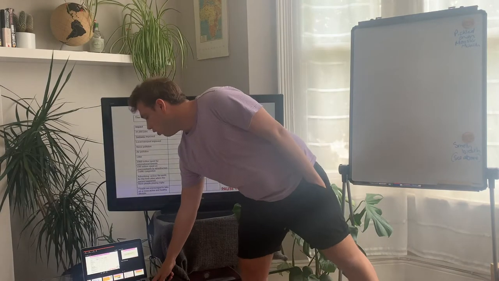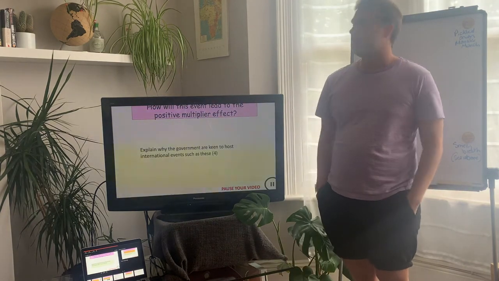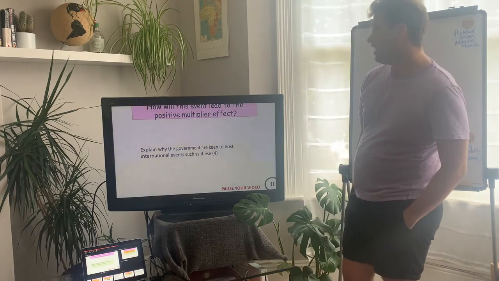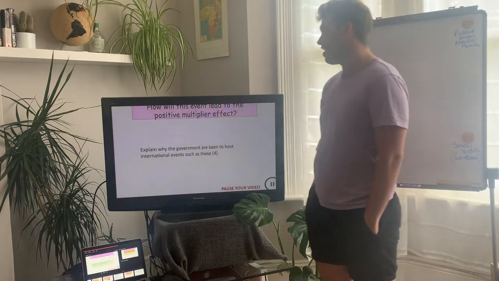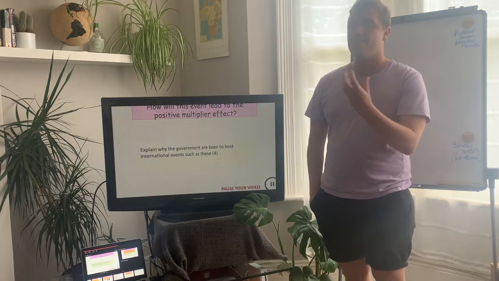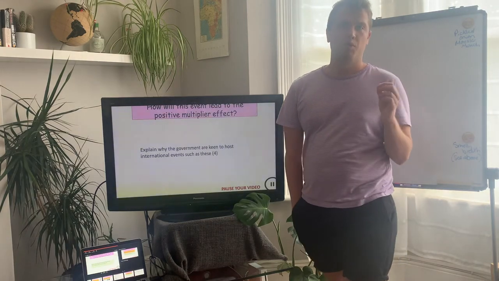Okay, moving on. So what I want you to have a go at now is a bit of an exam question. So this question is, explain why the government are keen to host international events such as these, such as the Rugby World Cup. And this links in very nicely to a key term we learned a few lessons ago, and that is the positive multiplier effect.